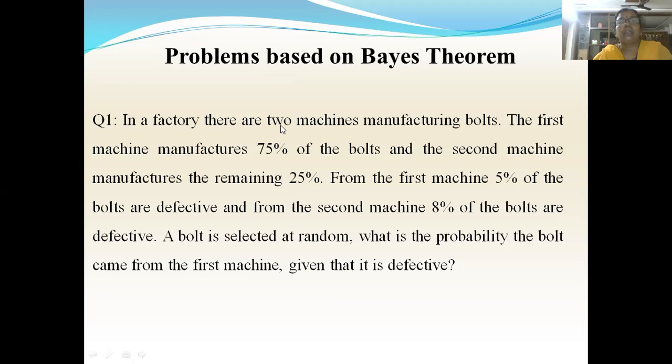In a factory, there are two machines manufacturing bolts. The first machine manufactures 75% of the bolts, and the second machine manufactures the remaining 25%. Now, from the first machine, 5% of the bolts are defective, and from the second machine, 8% of the bolts are defective. Suppose a bolt is selected at random. What is the probability that the bolt selected is manufactured by the first machine, given that it is defective? That is the probability you have to find.